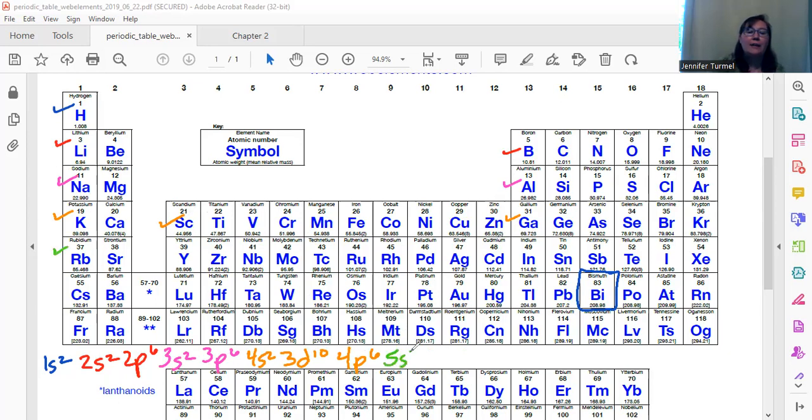and 5s2, 4d10, 5p6. And now we're finally down in our row, and that gives us a 6s2, and then a 4f down here, 4f14, and a 5d10. And finally, we're up to our 6p's, 1, 2, and 3. And we have 6p3 for up here.